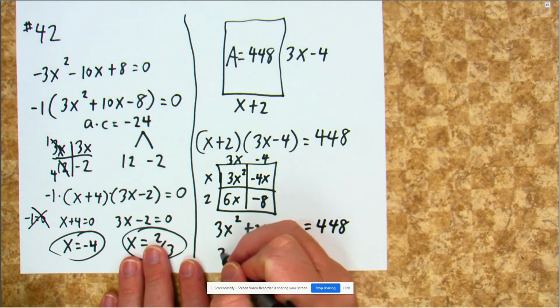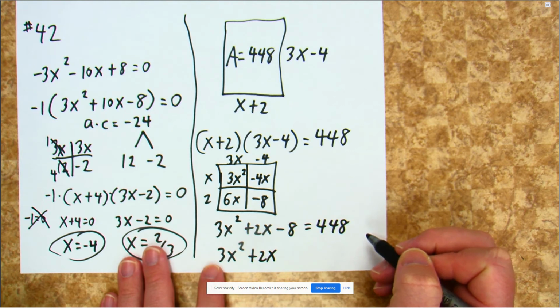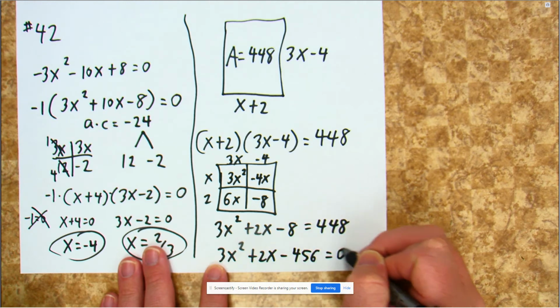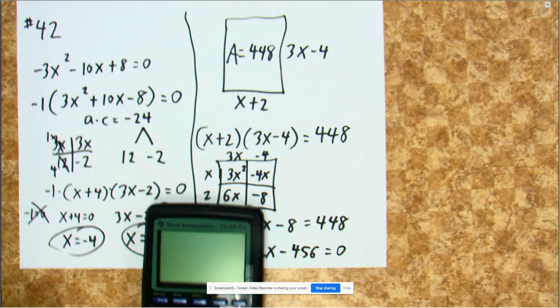I got to get one side equal to 0. If I do that, that would be minus 456 equals 0. Now, I put the cap on my pen because at this point, I got to go with the Tucker method. And with the Tucker method, I'm going to have to take 3 times negative 456. It's going to give me a large number. The calculator is going to do most of this for you, as long as you know how to use it appropriately.